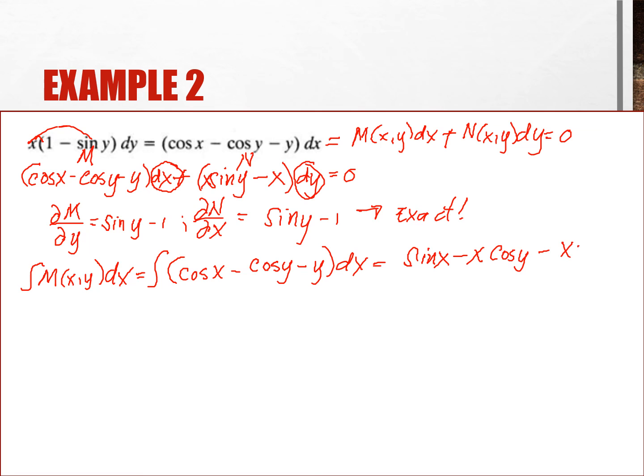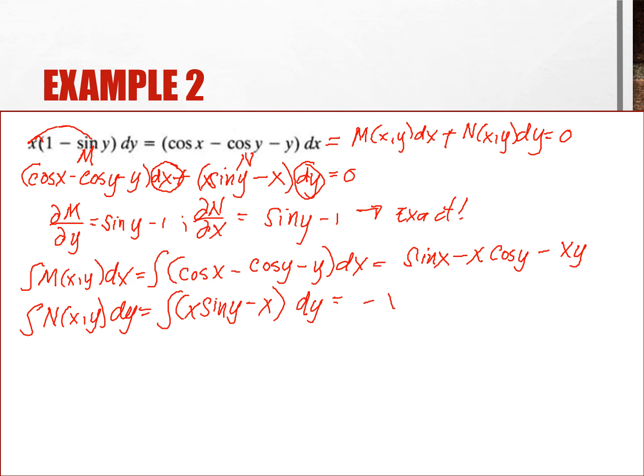On the flip side, we then integrate N, x sine y minus x dy. We call this the integral of sine, so sine y gives negative x cosine y. And also the integral of x dy is negative x y.